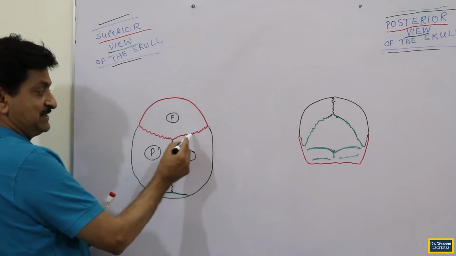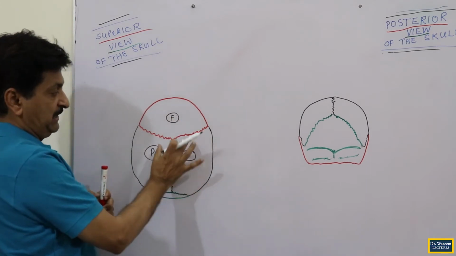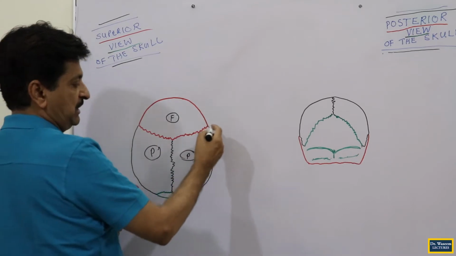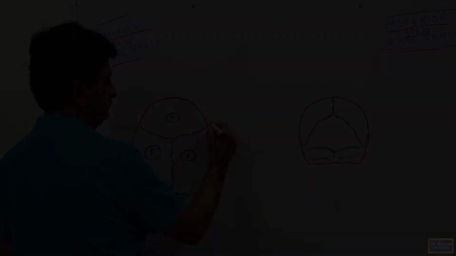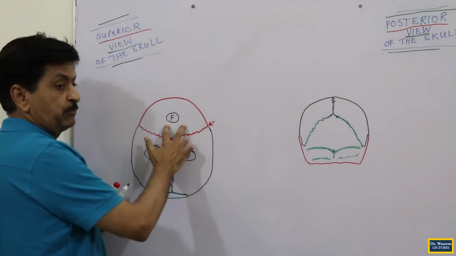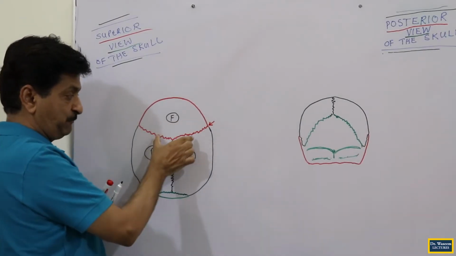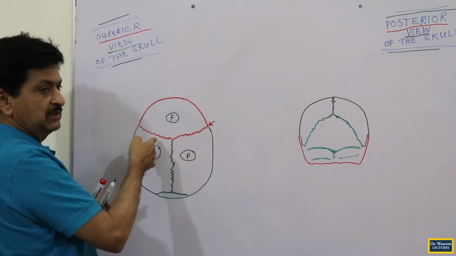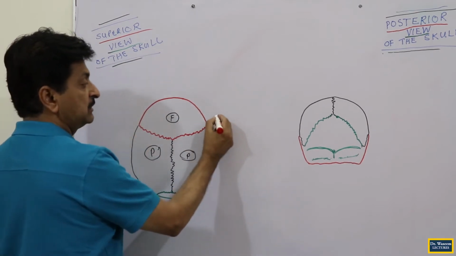So there is a suture between the single frontal and the paired parietal, and because that suture is lying in the sagittal plane, it is called the sagittal suture. Here is the frontal bone. This single frontal bone is joining posteriorly with the paired parietal bones by means of a suture, and because this suture is lying in a coronal plane, it is called the coronal suture.